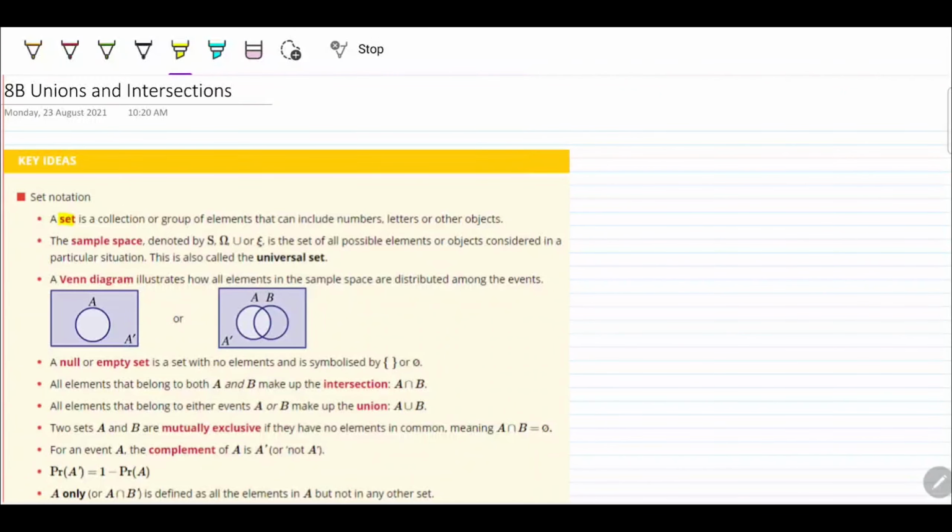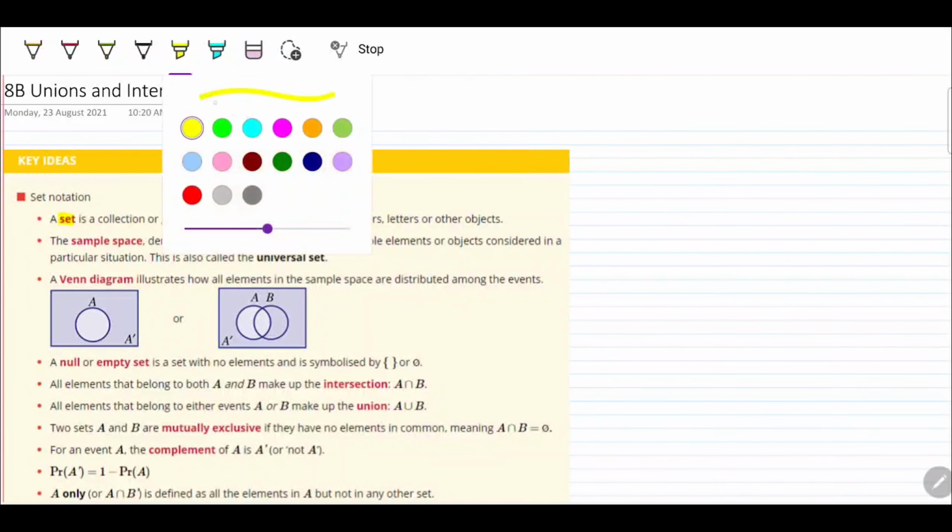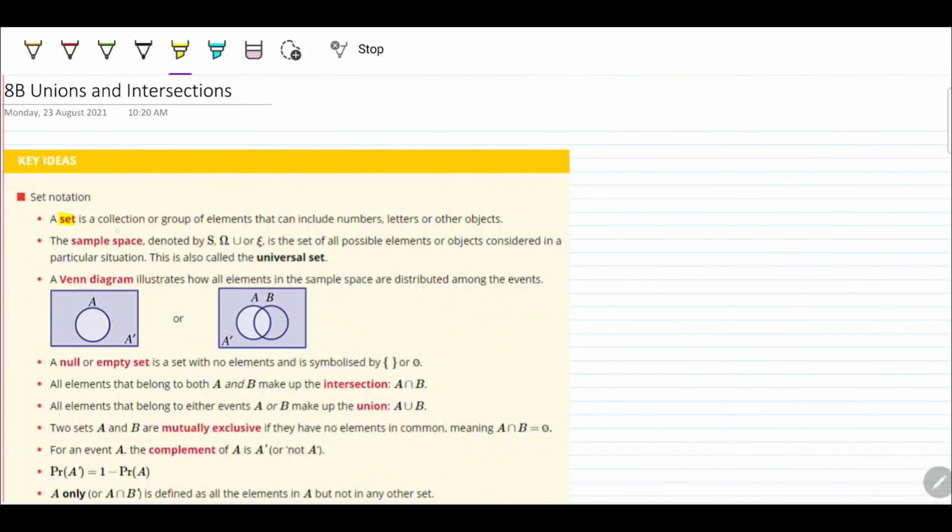In this video we will be covering 8B unions and intersections. So let's have a look at set notation first. A set is a collection or group of elements that can include numbers, letters, or other objects.